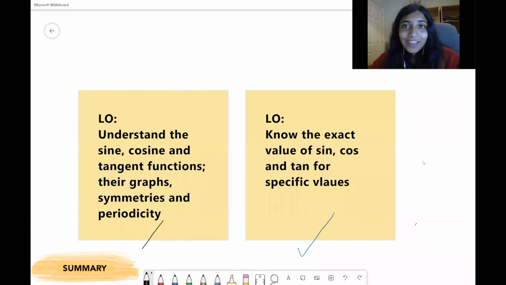So that's everything. Hopefully you found this useful, and you now understand the sine, cosine, and tangent functions and their graphs, and you can also work out the exact values of sine, cos, and tan for some specific values, and you know how to derive them from triangles. So make sure you do some practice questions involving transformations of these graphs, and also make sure you practice deriving the exact values yourself.